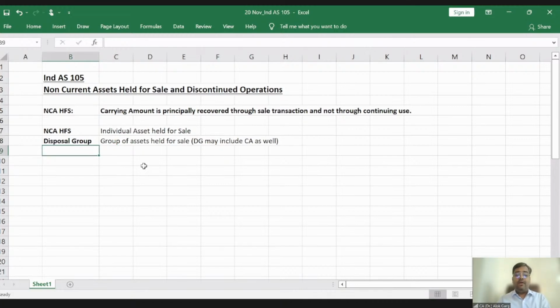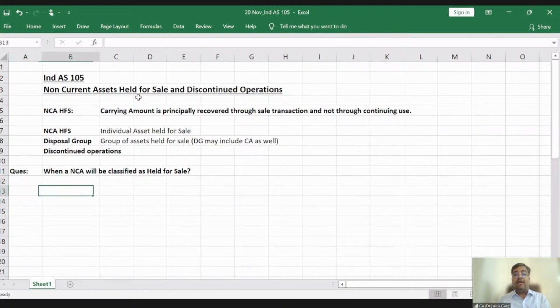Then we will be talking about discontinued operations, which is much bigger and more impacting than a disposal group, right? So we will be talking about these three things: NCA HFS, disposal group held for sale, and discontinued operations, right? Now the question arises, when will a non-current asset be classified as held for sale? It means, what is the classification criteria?